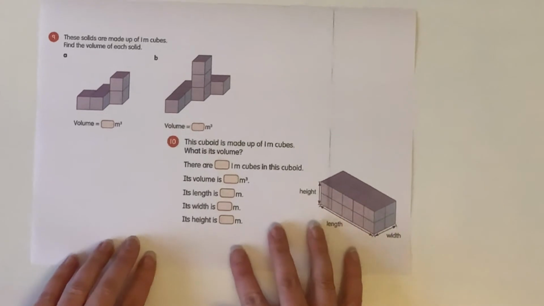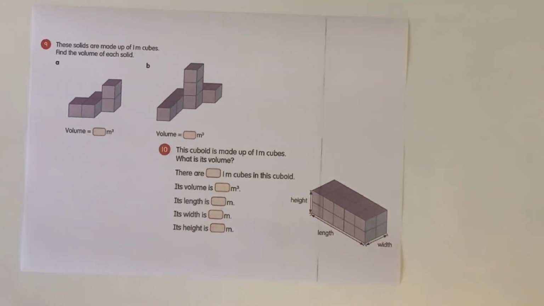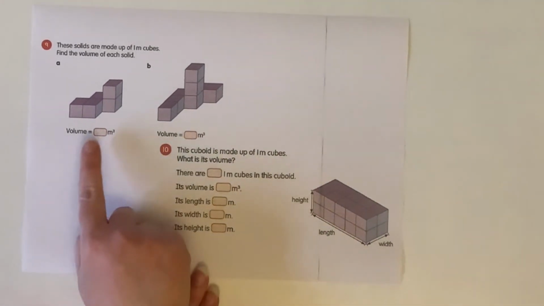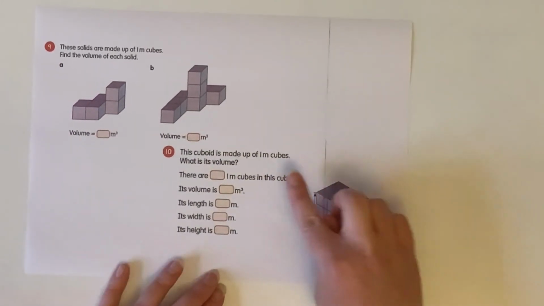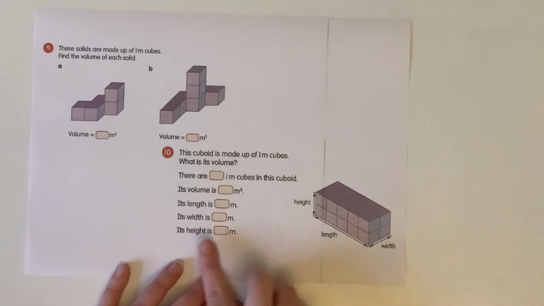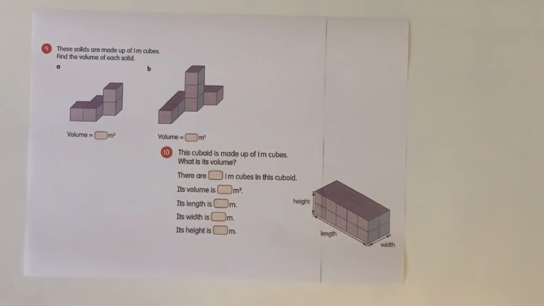So what I'd like you to do now is have a look at question 9 and question 10. I'd like you to pause the video and have a go at working out the volume for these two, and then the volume, the length, width and height, for question 10. Off you go. Okay, let's have a look together and see if you got them right.